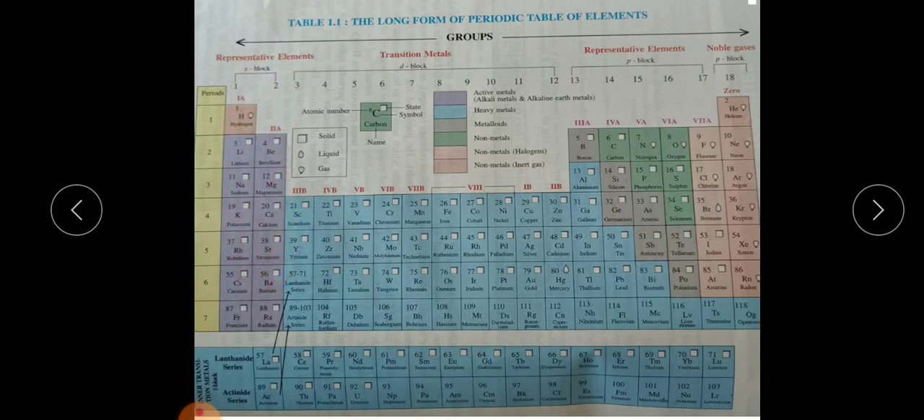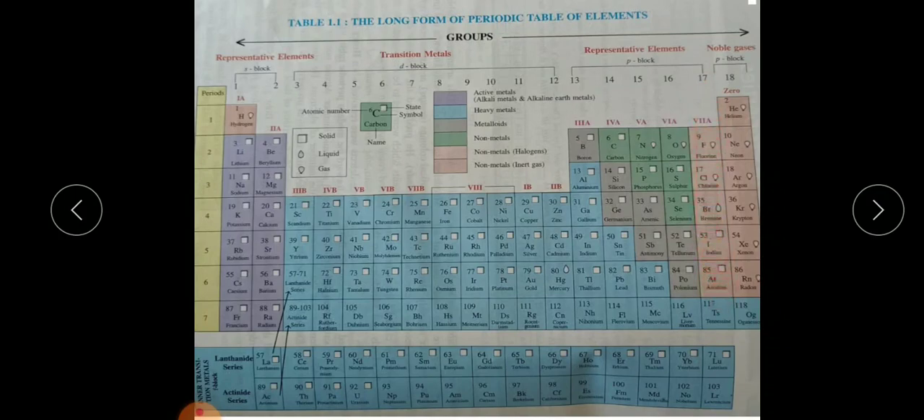Now after that we need to know about group 17 elements. Group 17 elements are called halogens, and the elements are fluorine, chlorine, bromine, iodine, astatine. Astatine is a radioactive halogen. They are called halogens because halogen means sea salt producer, because they produce salt.